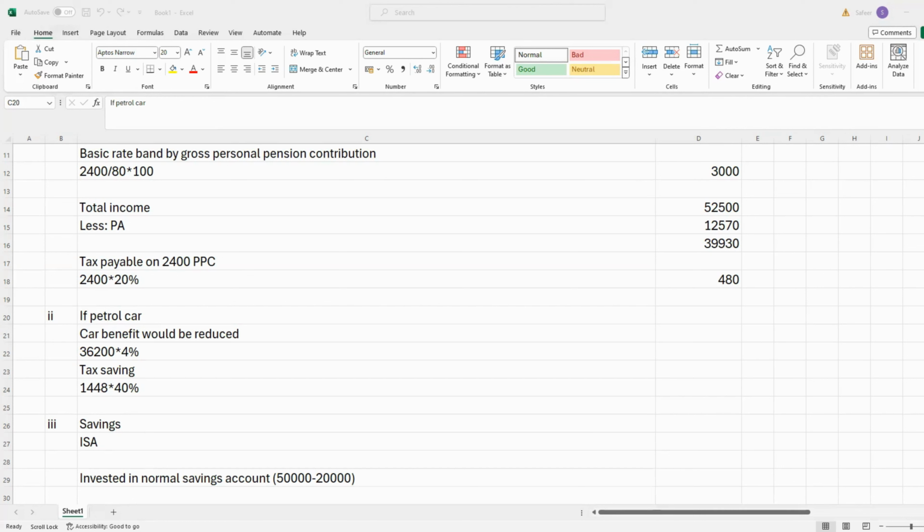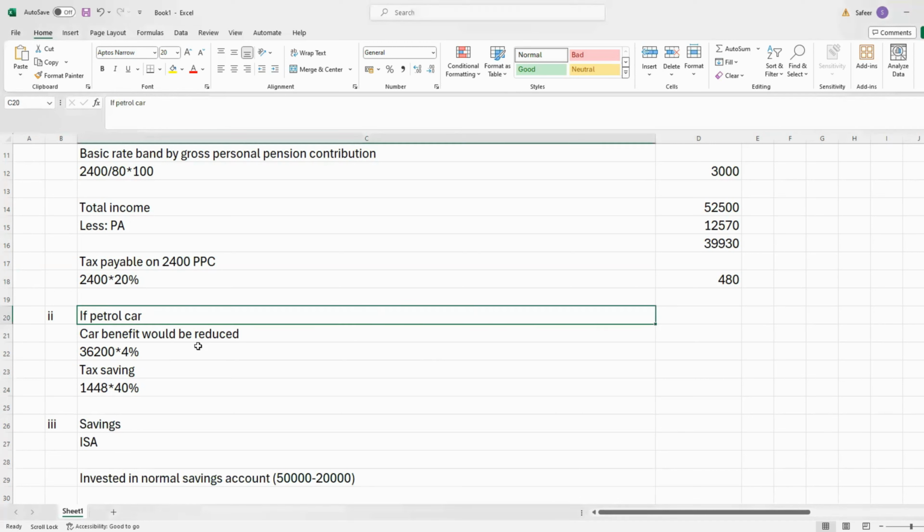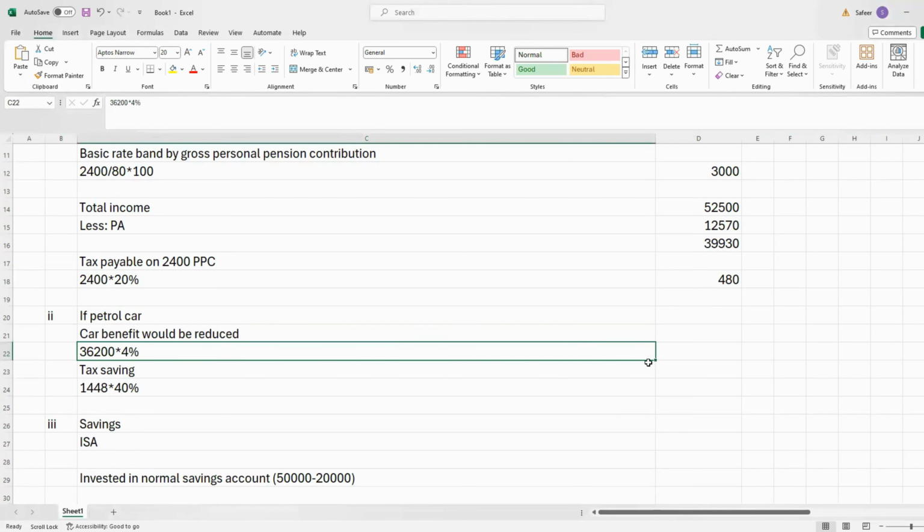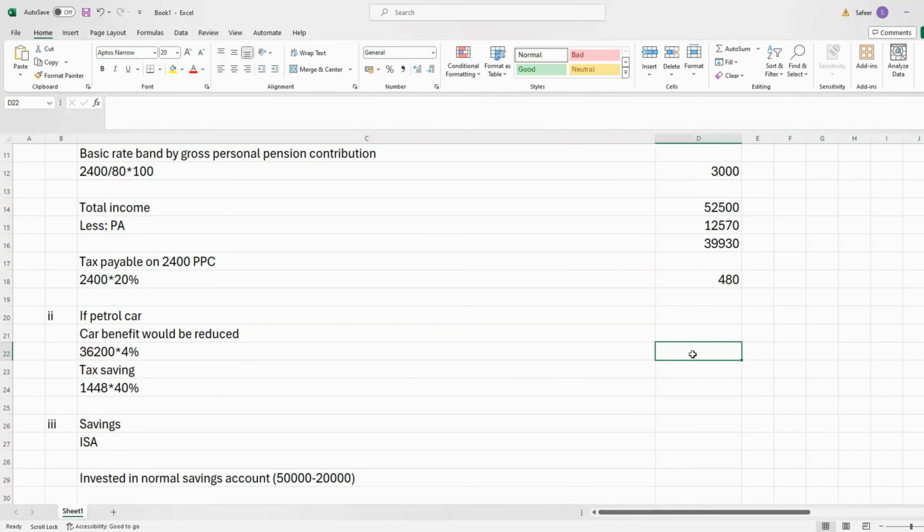So if this person was provided a petrol car, the car benefit would be reduced by 4%. As you can see, the 36,200 was the amount applicable for calculation of the car benefit. So therefore, 36,200 times 4%. Now the question is about tax saving.